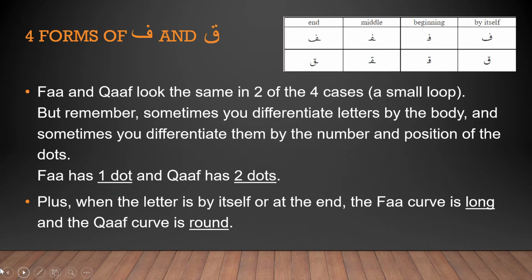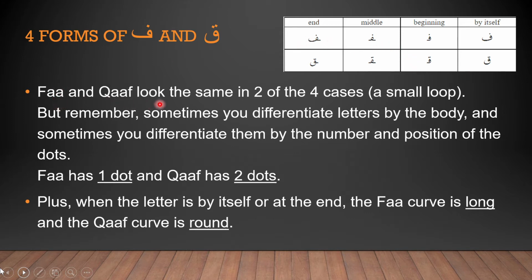Now let us look at the four forms of Fa and Qaaf. As we previously know, the four forms of a letter depend on where it is found, whether it's by itself, at the beginning, in the middle, or at the end of the word. So by itself we can see that Fa and Qaaf look like this, and there is the beginning column, the middle column, and there is the end column.